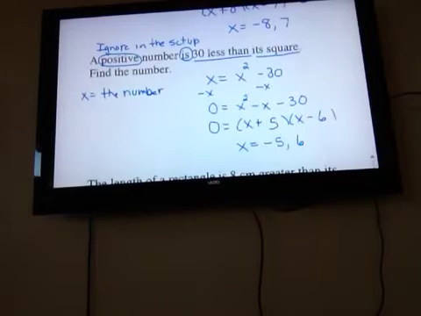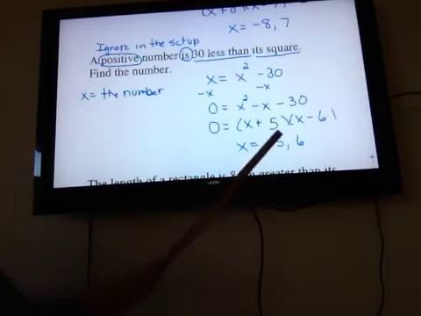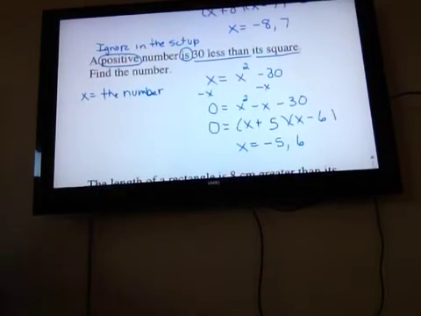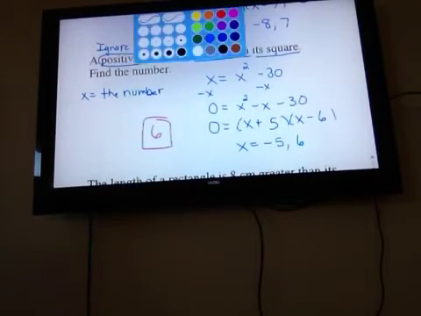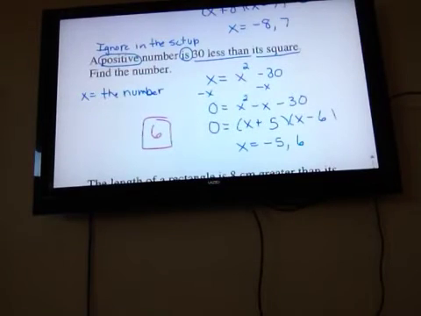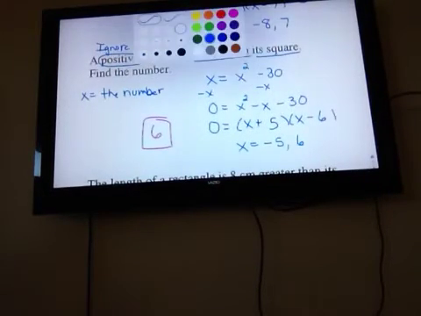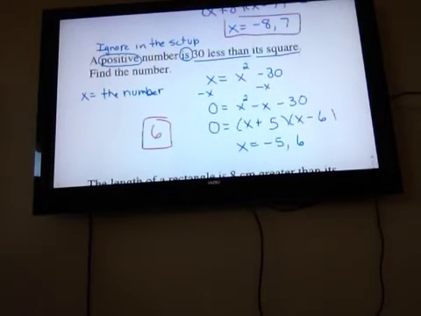Now I pay attention to the word positive. So these are the possible solutions, but they're looking for a positive number. So from there, my answer is 6. That's not what I meant to do. I meant to change that. Right like that. 6. 6 is my answer. That's where you pay attention to the word positive, or should they write the word negative. The previous question, both answers worked. They didn't specify what they wanted. This one, they specified, I want a positive number.